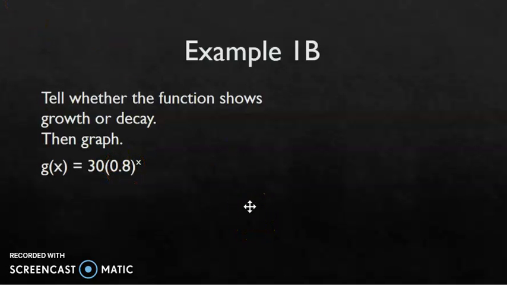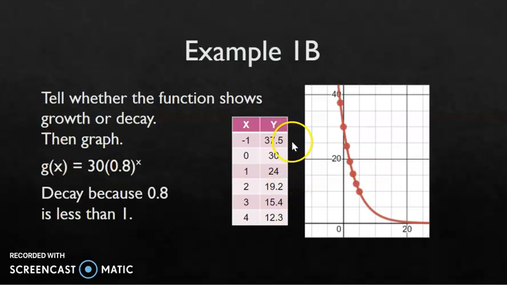Okay, and now I'm going to get the x values and I'll show you what that graph looks like. Okay, so notice the points that I used. I used -1, 0, 1, 2, 3, and 4. And all I did was I put them into this function and I got these y values. Notice at 0, I didn't get 1. Now think about why that would happen. If I put 0 here, I would get 0.8 to the 0 power is 1, but I had 30 times 1. That's why it's 30. That's why I'm not going through the point (0, 1) for this particular graph.